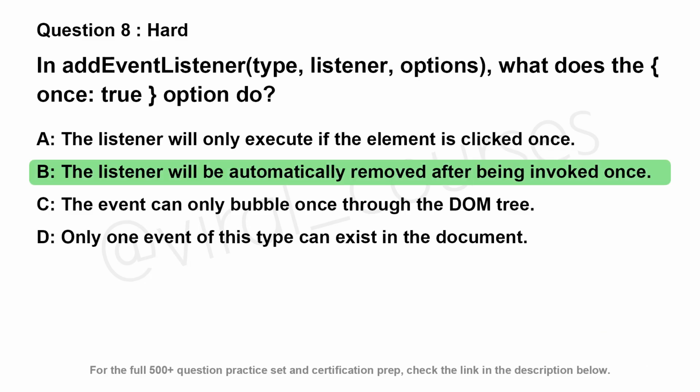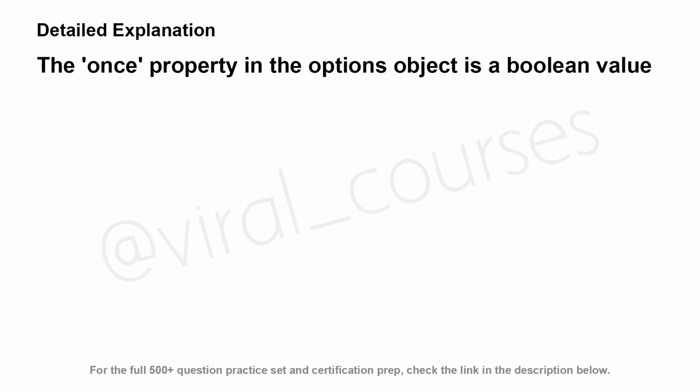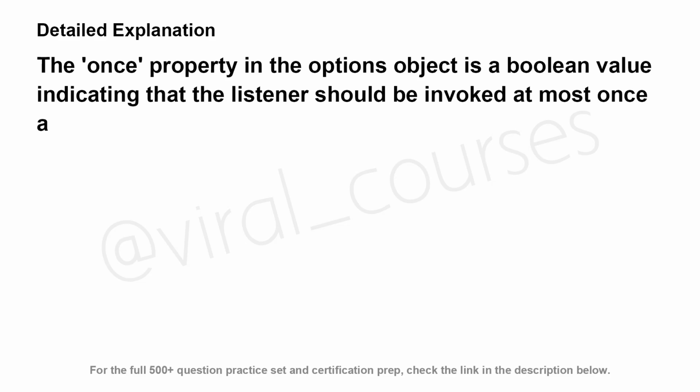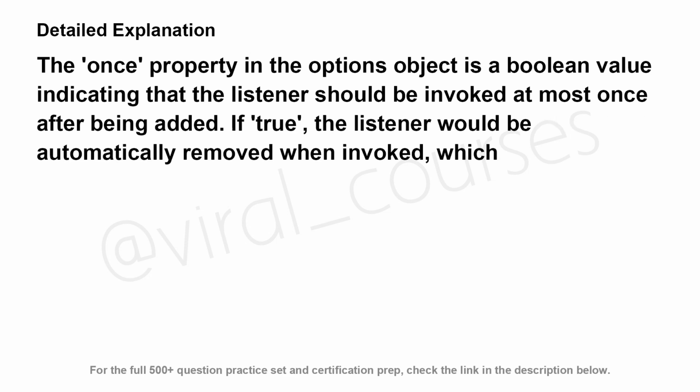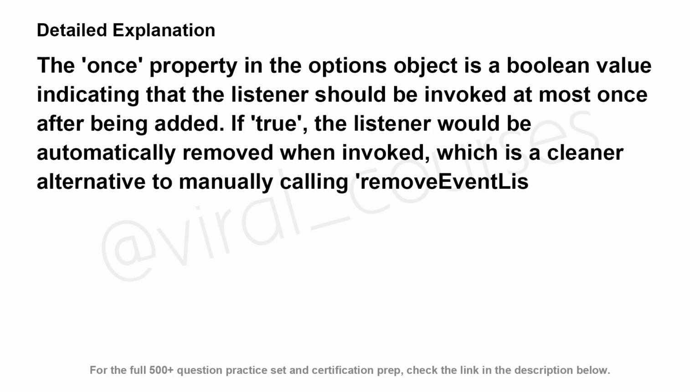The correct answer is B. The once property in the options object is a Boolean value indicating that the listener should be invoked at most once after being added. If true, the listener would be automatically removed when invoked, which is a cleaner alternative to manually calling removeEventListener inside the callback.